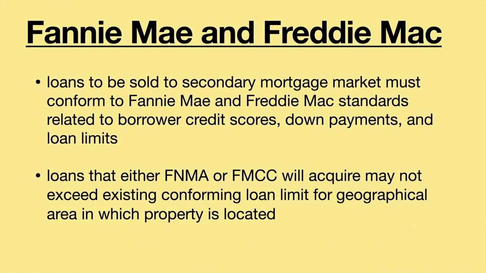Loans to be sold to the secondary mortgage market must conform to Fannie Mae and Freddie Mac standards related to borrower credit scores, down payments, and loan limits. Loans that either FNMA or FMCC will acquire may not exceed the existing conforming loan limit for the geographical area in which the property is located.